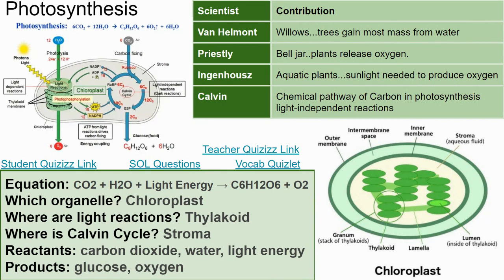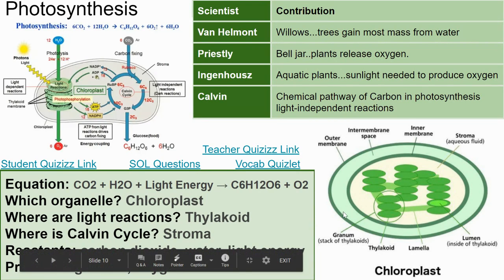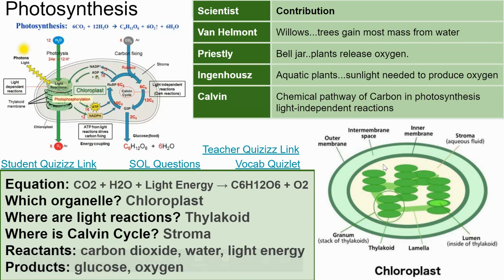I want to start by talking about where photosynthesis happens. We know that photosynthesis takes place in plant cells, specifically in their chloroplast. If you look down here in the bottom corner, you're going to see the chloroplast, and that chloroplast is made of several different parts. There's an outer membrane, an inner membrane space, an inner membrane, and then within that inner membrane is this gel-like fluid area called the stroma.